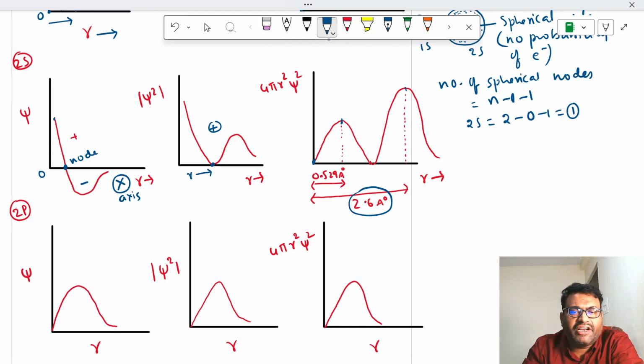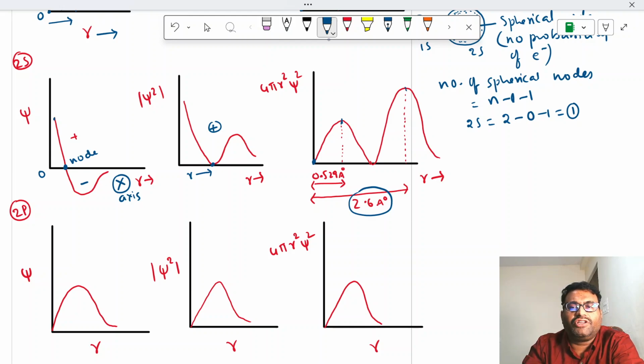Already I mentioned that whatever the orbital, the graph always starts with 0. And if there is more than one peak, the peaks of the curve will be in ascending order. Before, we said that when a graph is drawn between psi square and r, it will be in descending order. But when a graph is drawn between 4 pi r square psi square and r, it will be in ascending order. This one you need to remember.